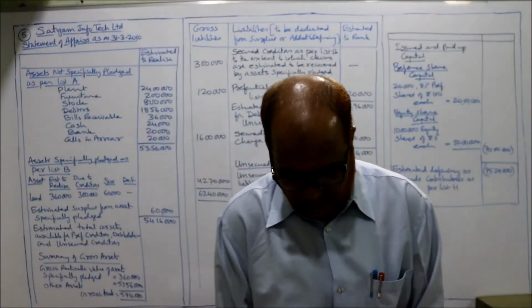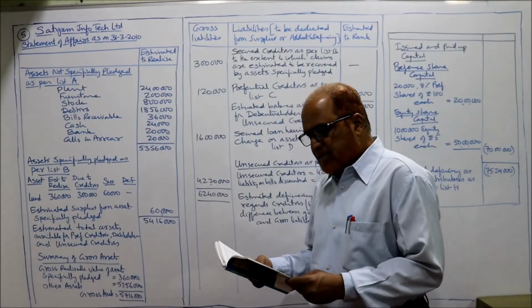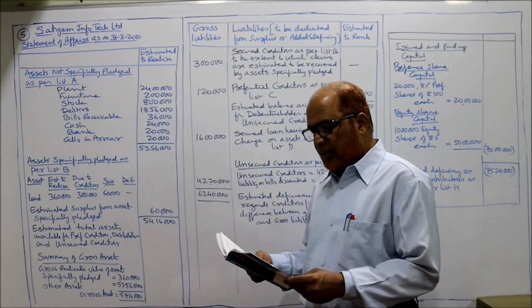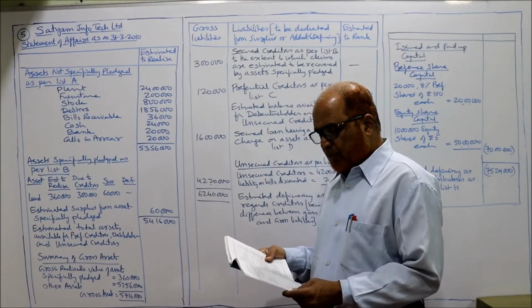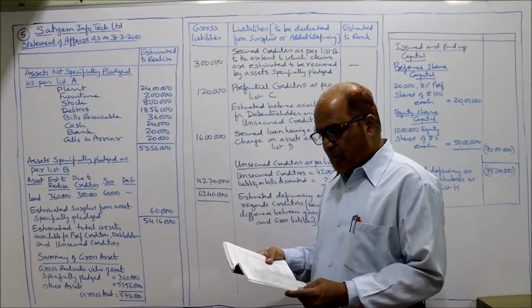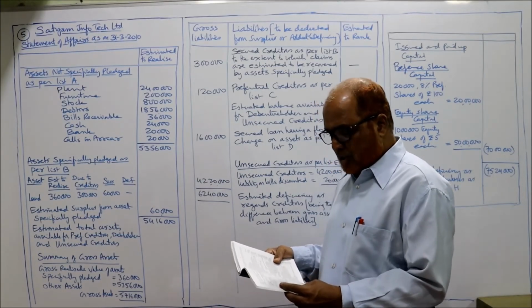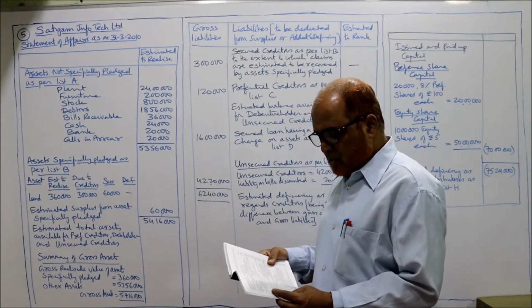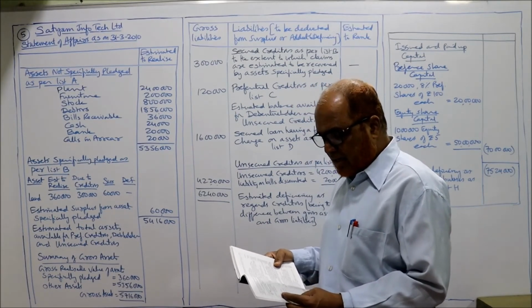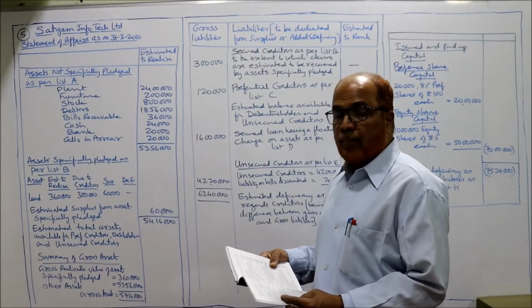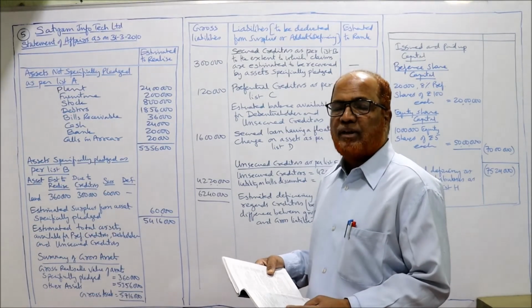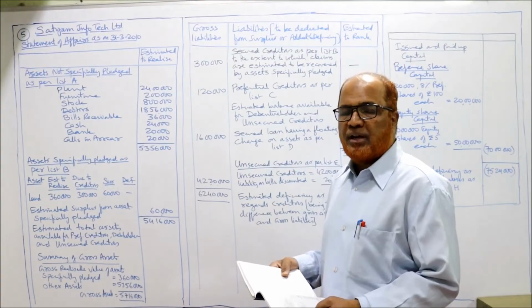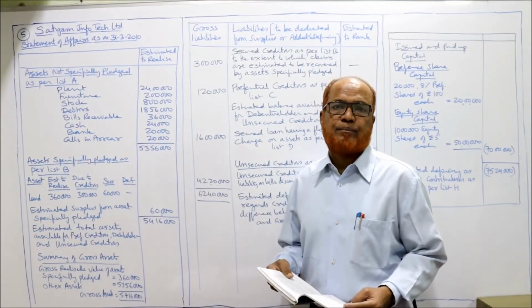Problem number 5. See the problem number 5. Satyam Infotech Limited went into liquidation on 31st March. The following particulars are available. Share capital: 20,000, 8% preference shares of 100 each, 20 lakh. And 10 lakh equity shares of rupees 5 each, 50 lakh, less calls in arrear 20,000. So this calls in arrear will be recovered. We assume that calls in arrear will be recovered. It will be taken under list A.